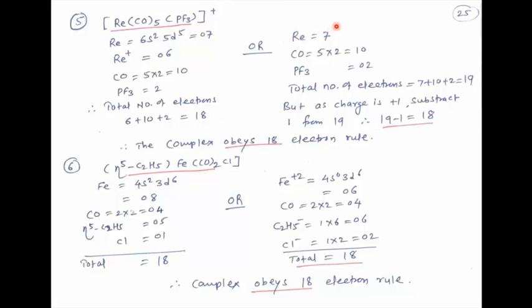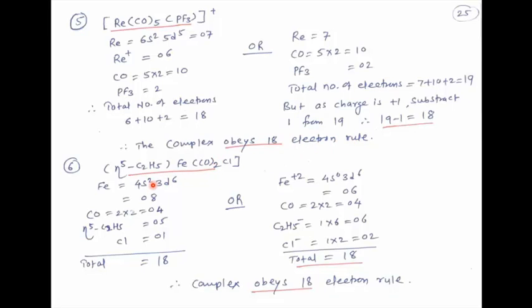Without considering the charge, rhenium contains 7 electrons as discussed in electronic configuration. Carbonyl donates 10 electrons, no change in this. PF3 also donates 2 electrons, no change in this. So total number of electrons is 19. But on this complex there is +1 charge, it is subtracted, therefore 19 minus 1 it becomes 18. So by both methods the complex obeys the 18 electron rule.